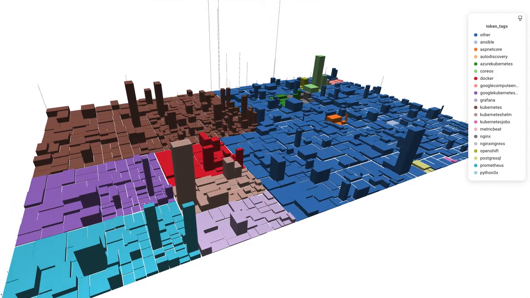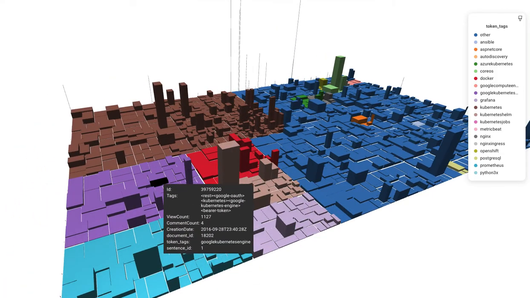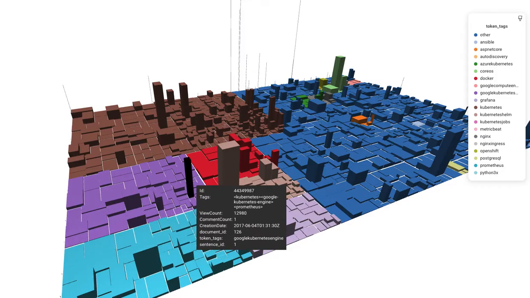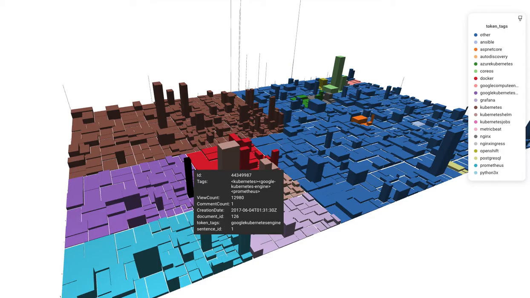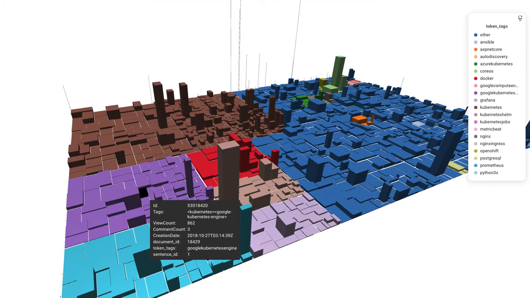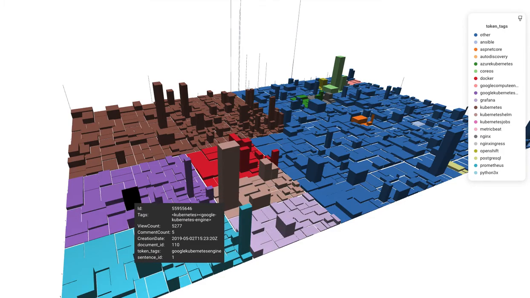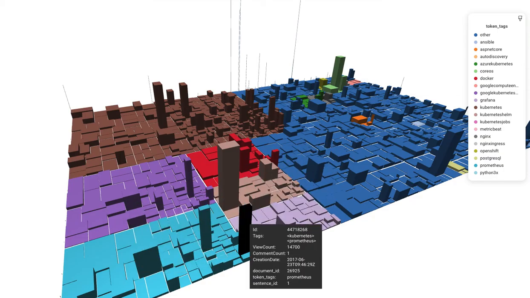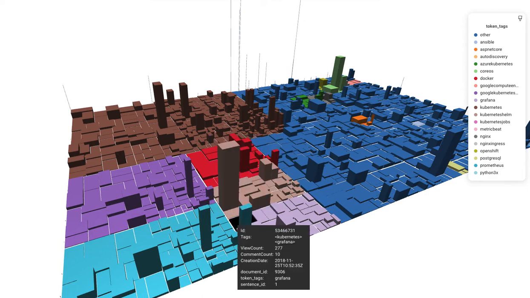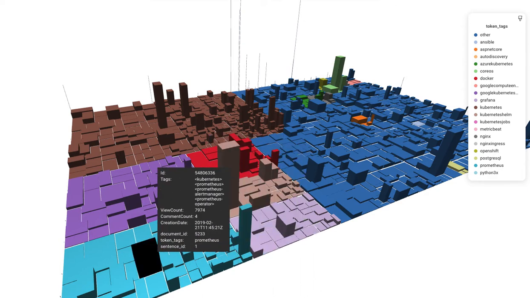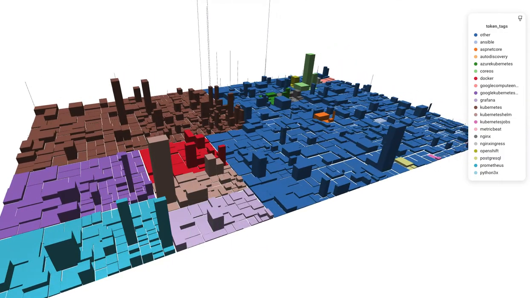So let's look into another category. Here are the Google Kubernetes Engine questions. There's one that sticks out a little bit, which is Google Kubernetes Engine Prometheus. That got a lot of views here, and another one that's a more generalized question. Down here, a Prometheus question specifically. We can't really tell much from that other than there were Google Kubernetes Engine related Prometheus questions here. This one is about the alert manager.